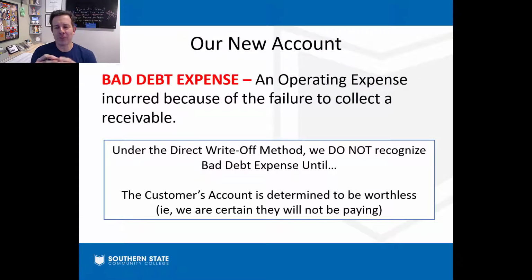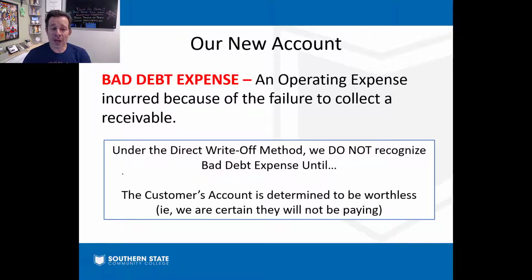I mentioned last time that when we have uncollectible accounts, which is basically any scenario where we have accounts receivable, we have an account called bad debt expense, and we use that account to keep track of the expense of bad debt in the current period. What kind of debts aren't going to be paid? What kind of amounts are going to be uncollectible in the current period? That's an operating expense. Again, the definition: operating expense incurred because of the failure to collect a receivable. And we have to record that.